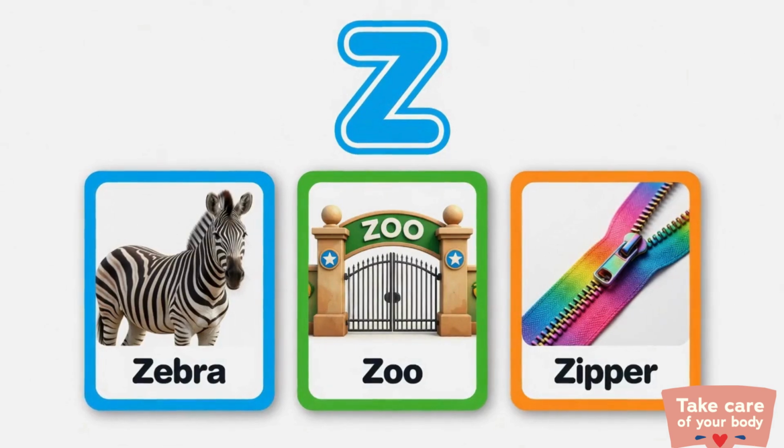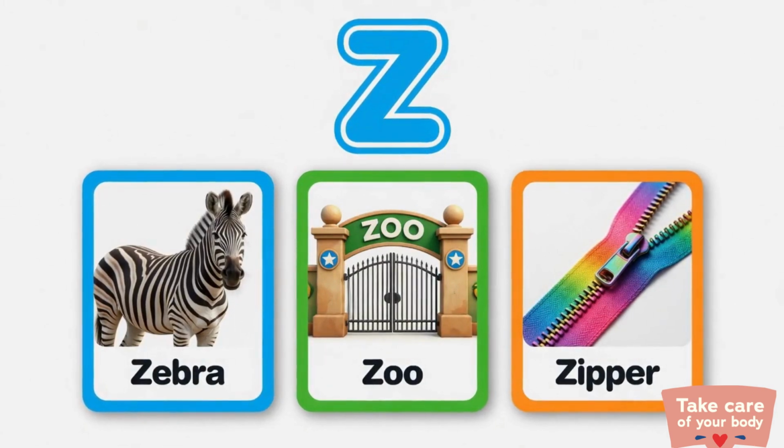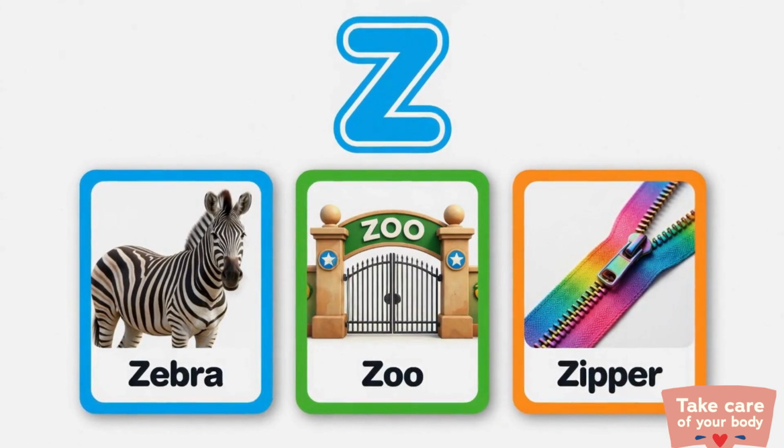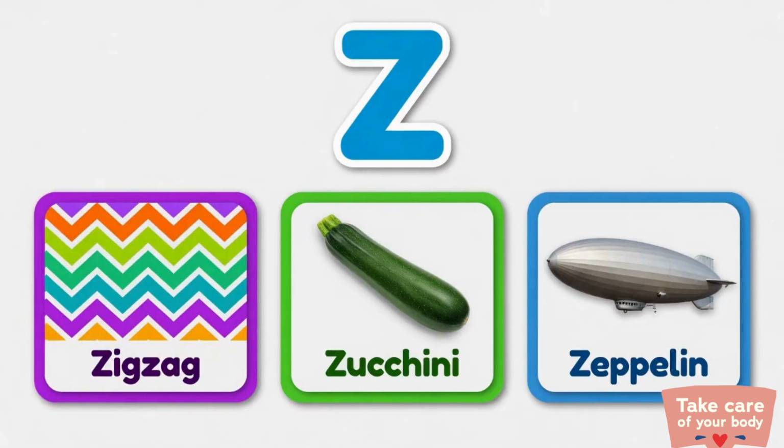This is the letter Z. Z is for zebra. Z is for zoo. Z is for zipper. Z is for zigzag. Z is for zucchini. Z is for zeppelin.